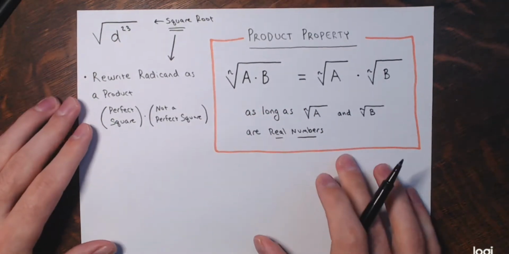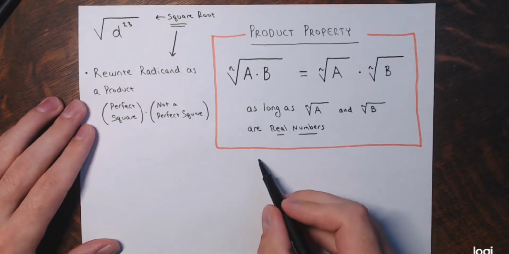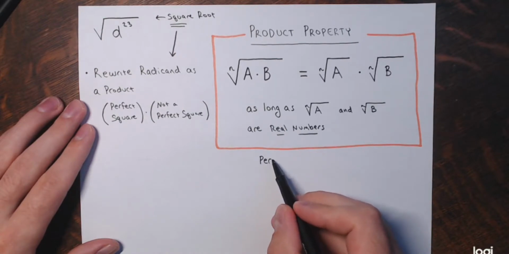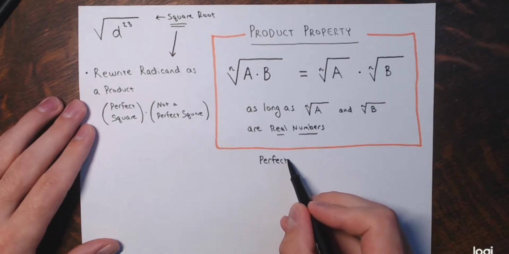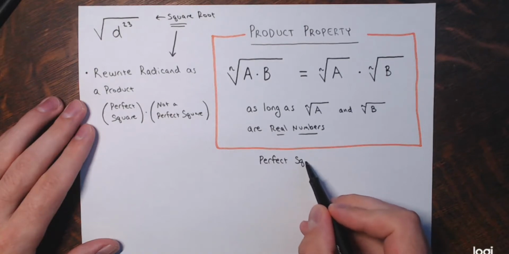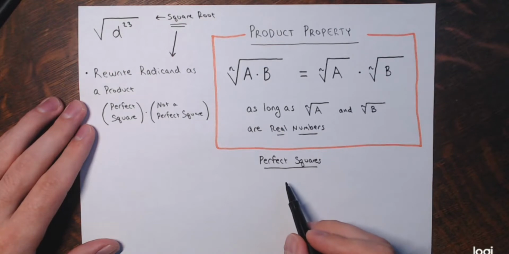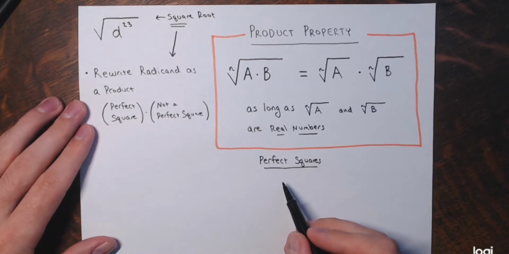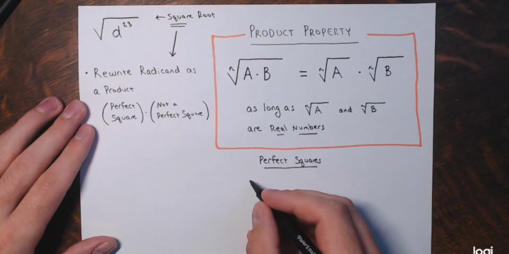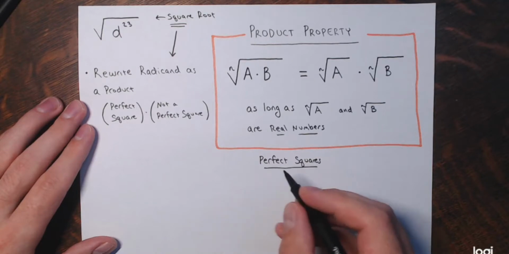Alright, so remember perfect squares. I'll do this off to the side. Perfect squares are just any expression that can be written to the second power, really. Whole numbers squared, variables squared. So basically, if you have a power that's even, you have a perfect square.